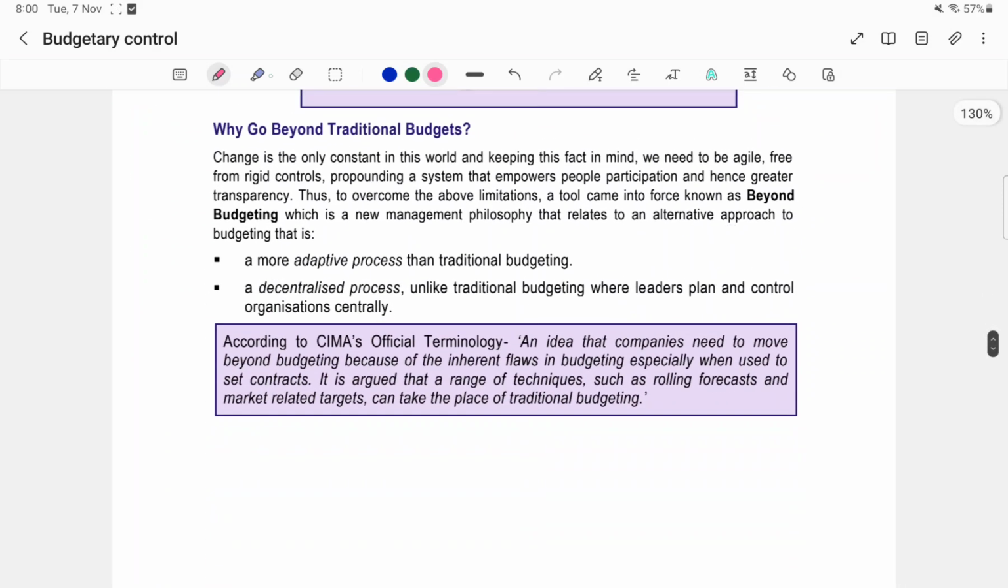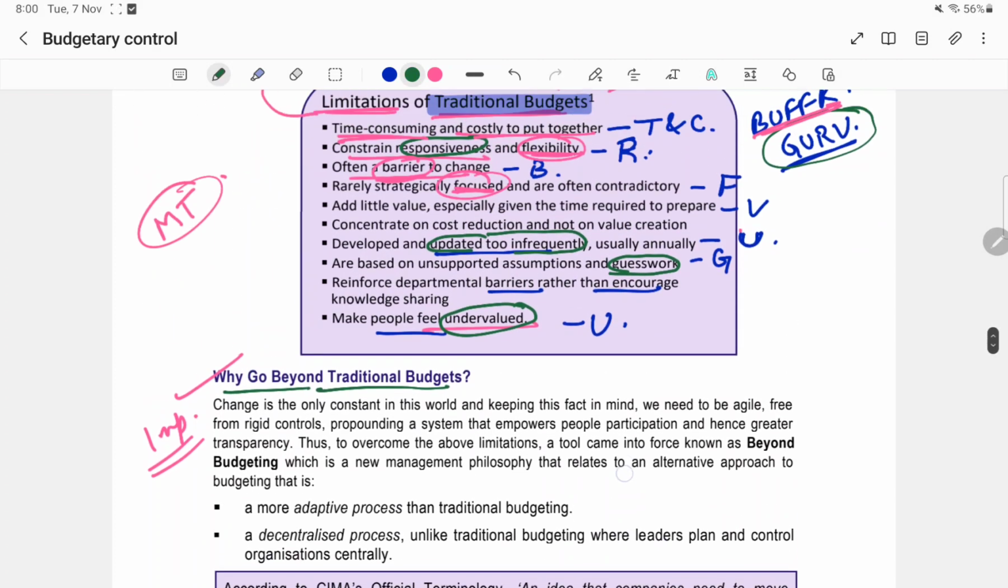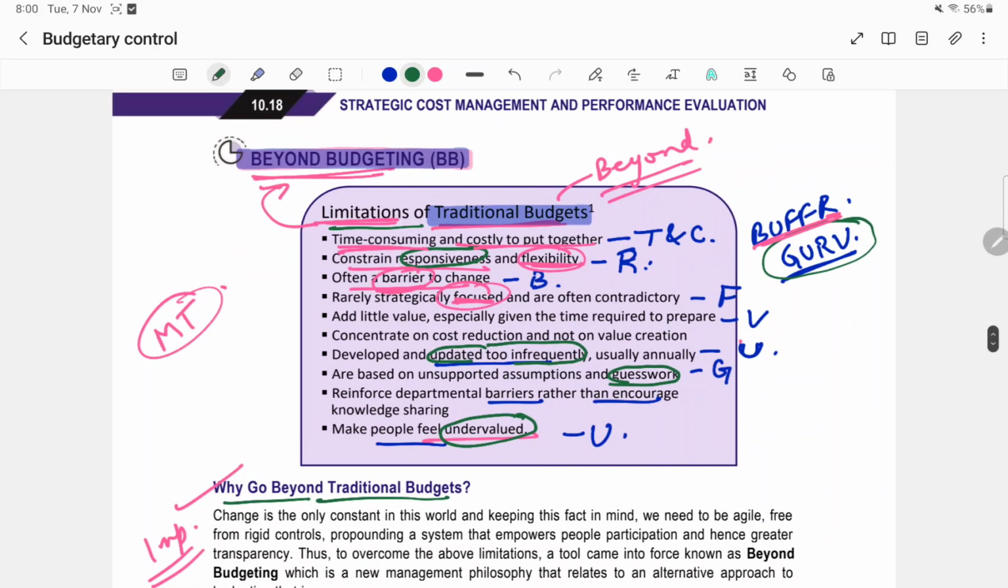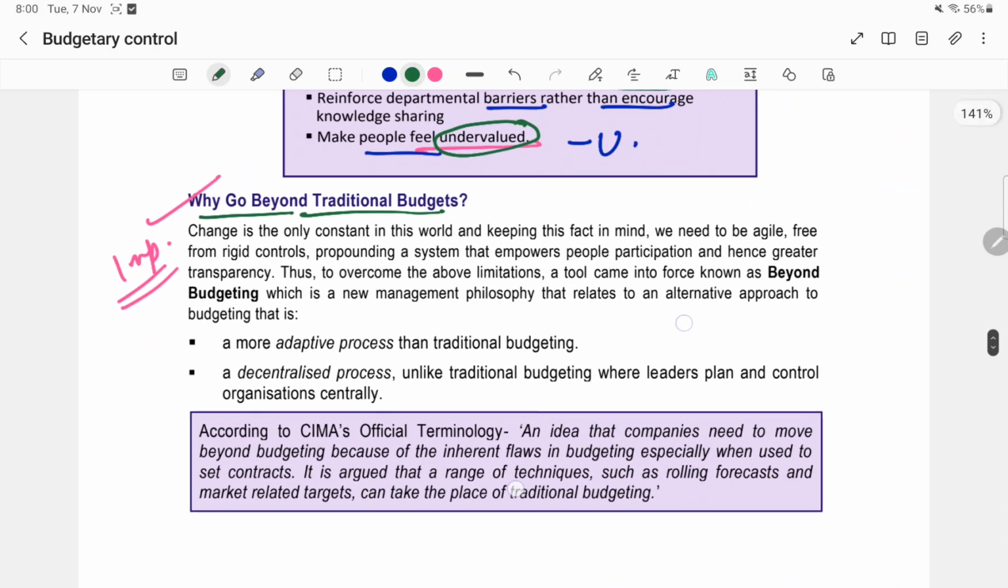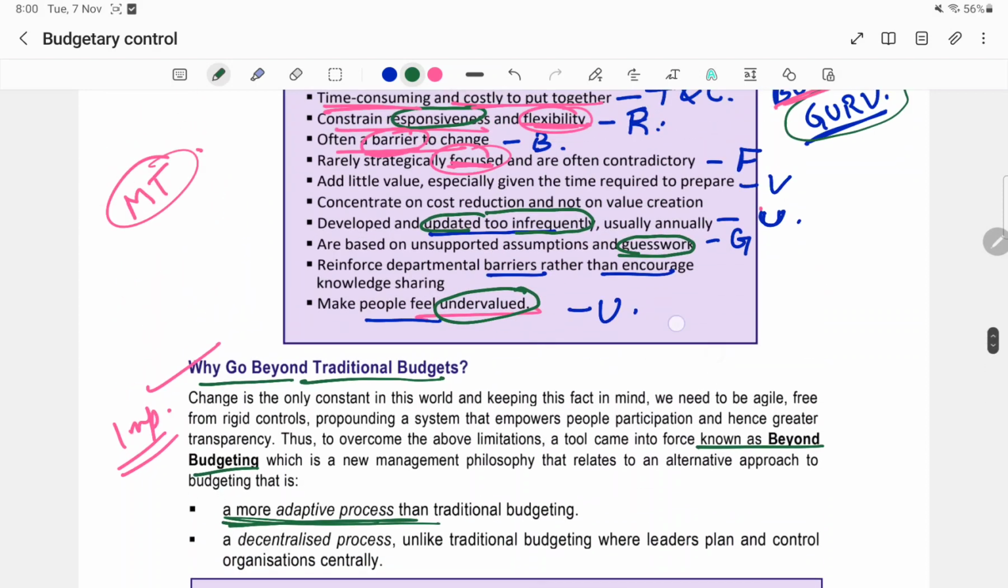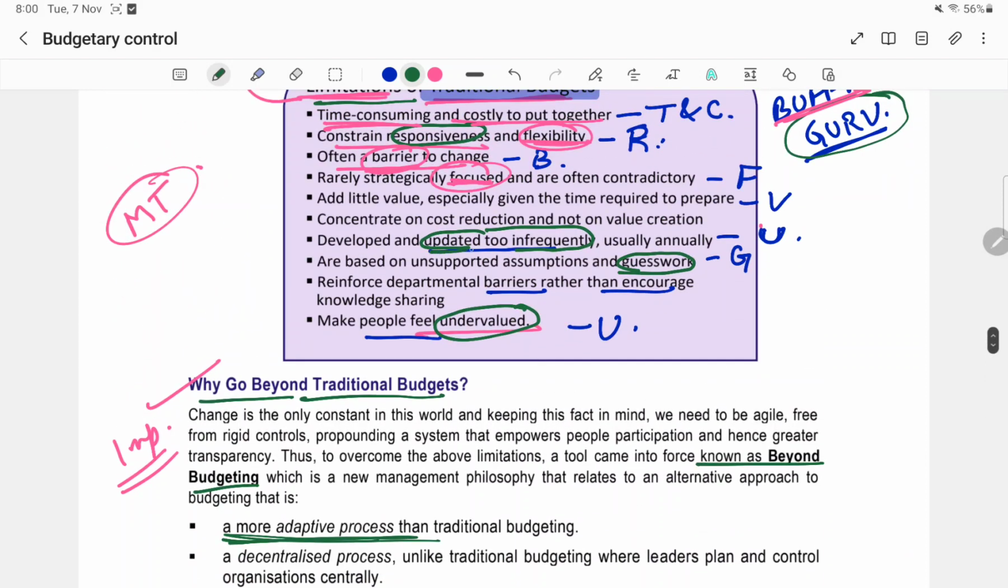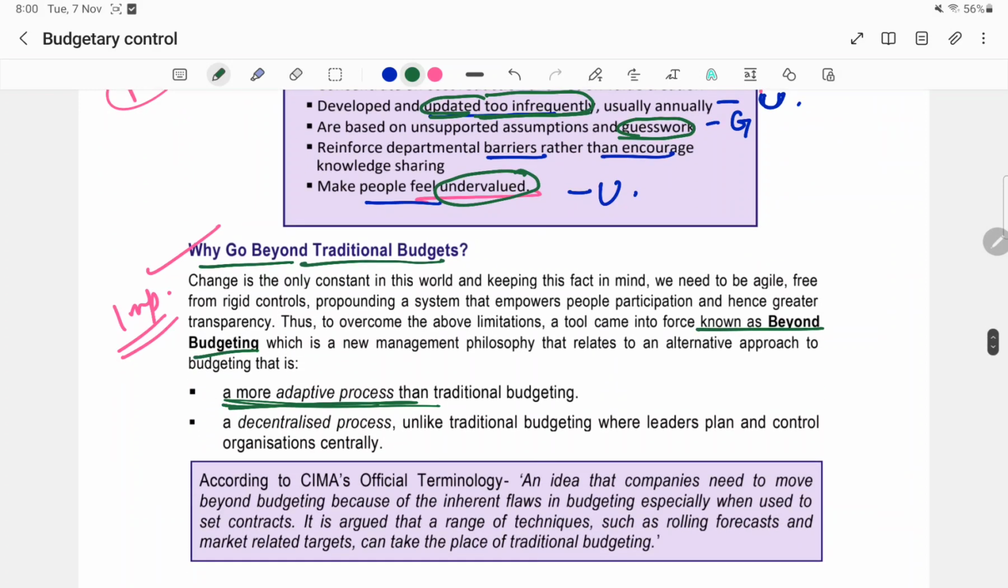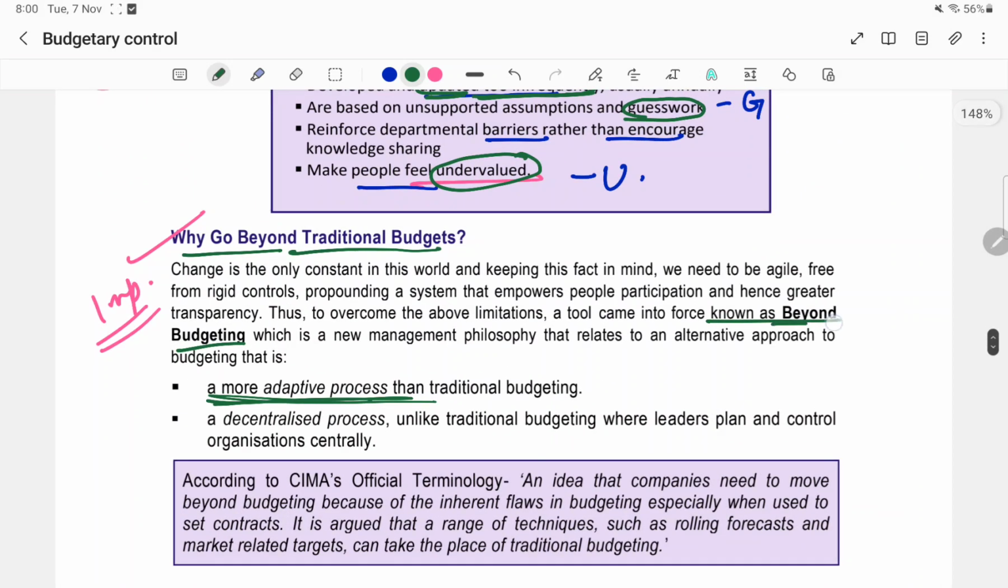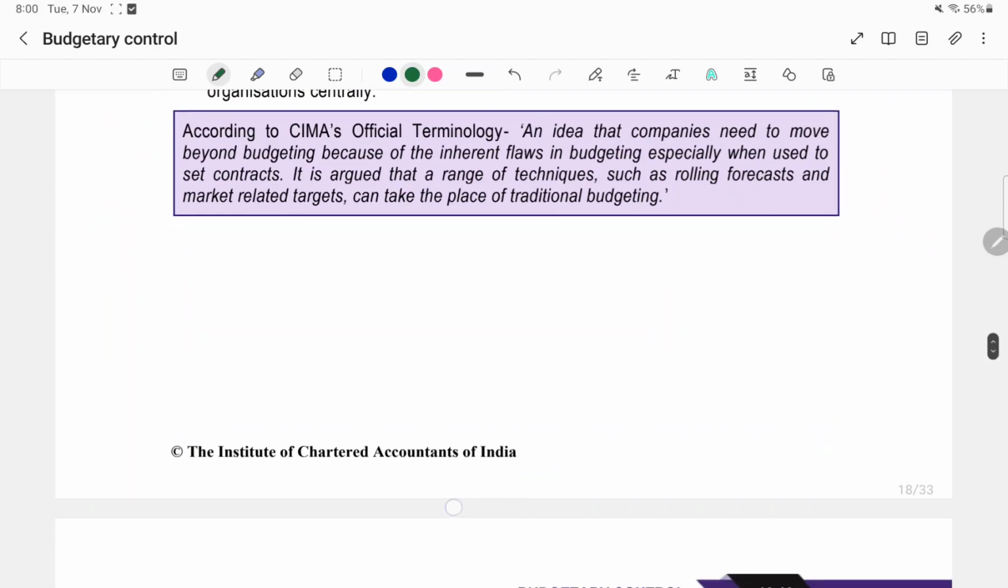Now this is also important. This concept is why go beyond traditional budgets. That is the question: if traditional budgets were there, then what is the need for beyond budgeting? This is because beyond budgeting is a more adaptive process. In traditional budgeting, we saw that change was not there, updated too infrequently, that is, updates were not given. Instead, beyond budgeting follows a more adaptive process and a decentralized process. What is decentralized? That is, delegated to every level. So both are the reasons you have to remember.